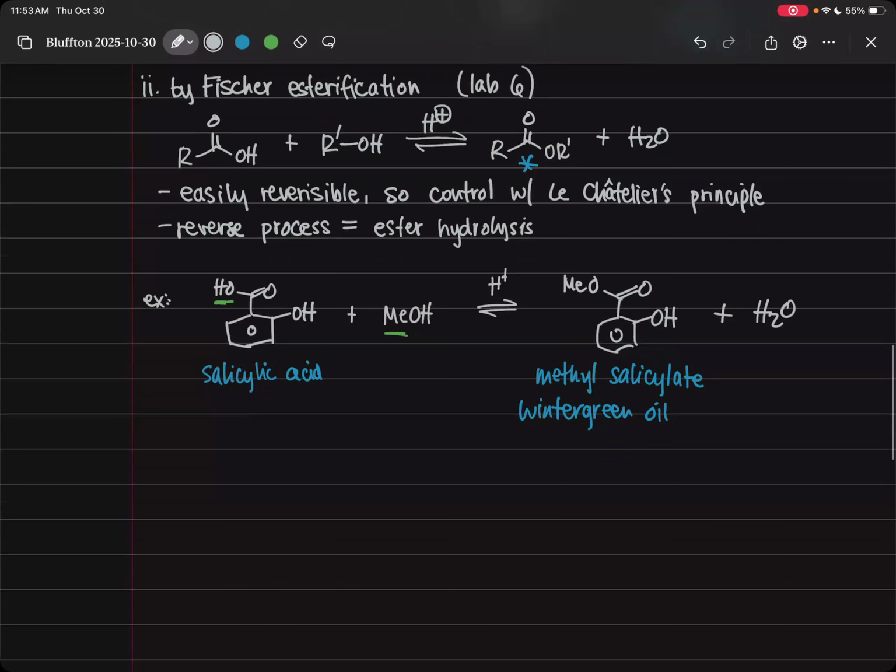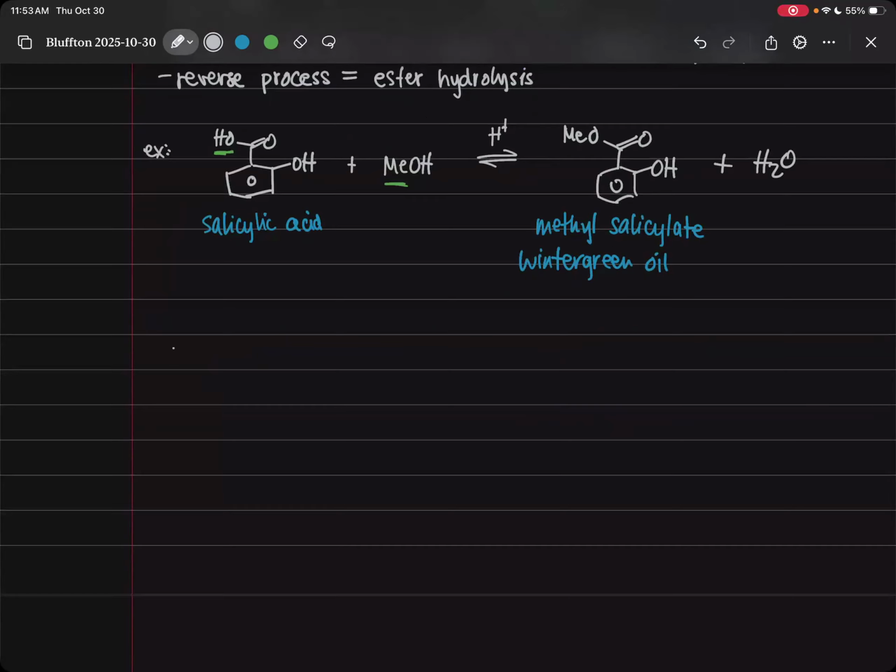We can do the opposite reaction. So I could draw the example where methyl salicylate reacts with water to give you salicylic acid and methanol, but I'll use a slightly different set of reagents.